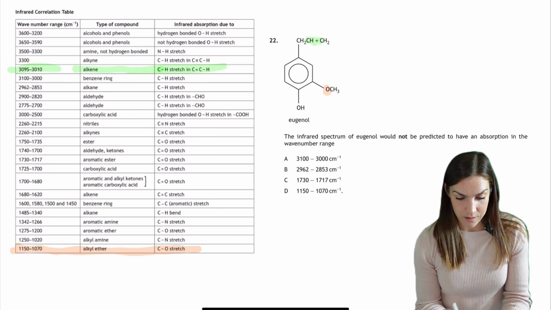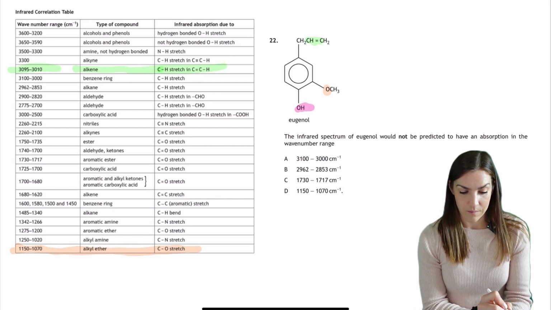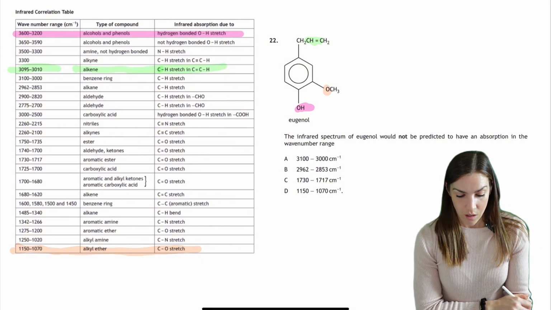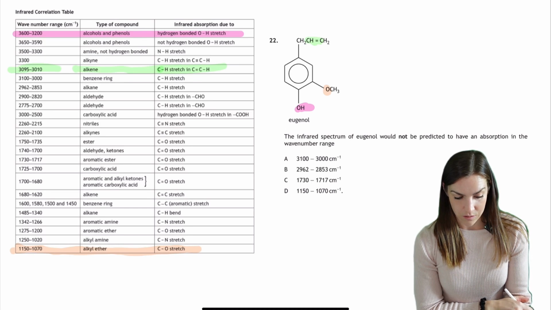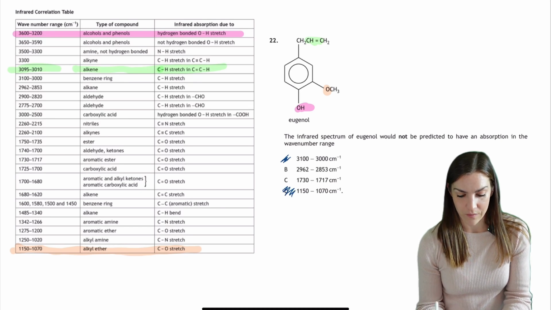And then the last functional group we've got here is the hydroxyl group. So that would again be giving us this hydrogen bonded OH stretch, which means we would be expecting a stretch at 3,600 to 3,200. So far we've ruled out A and D. So what we need to do now is look at the other wave numbers we have left and see what they tie in with.